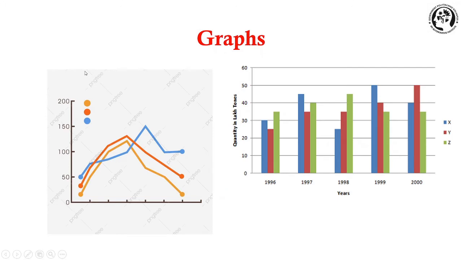Here are illustrations for you. The first one is of multilinear graph, and the second one is grouped bar graph. So we have many groups there.